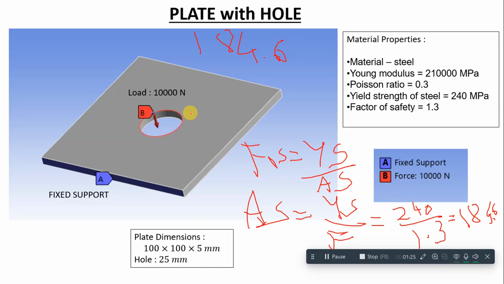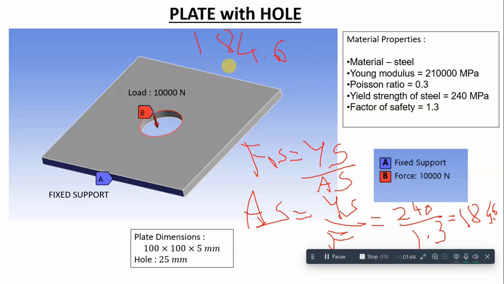If the value of stress is higher than this, then the material will fail, right? So for this plate we will perform the analysis in ANSYS, and then we will find the maximum and minimum stress acting on it, and based on that we will compare the result. We will compare with this value and then we will conclude the whole problem.